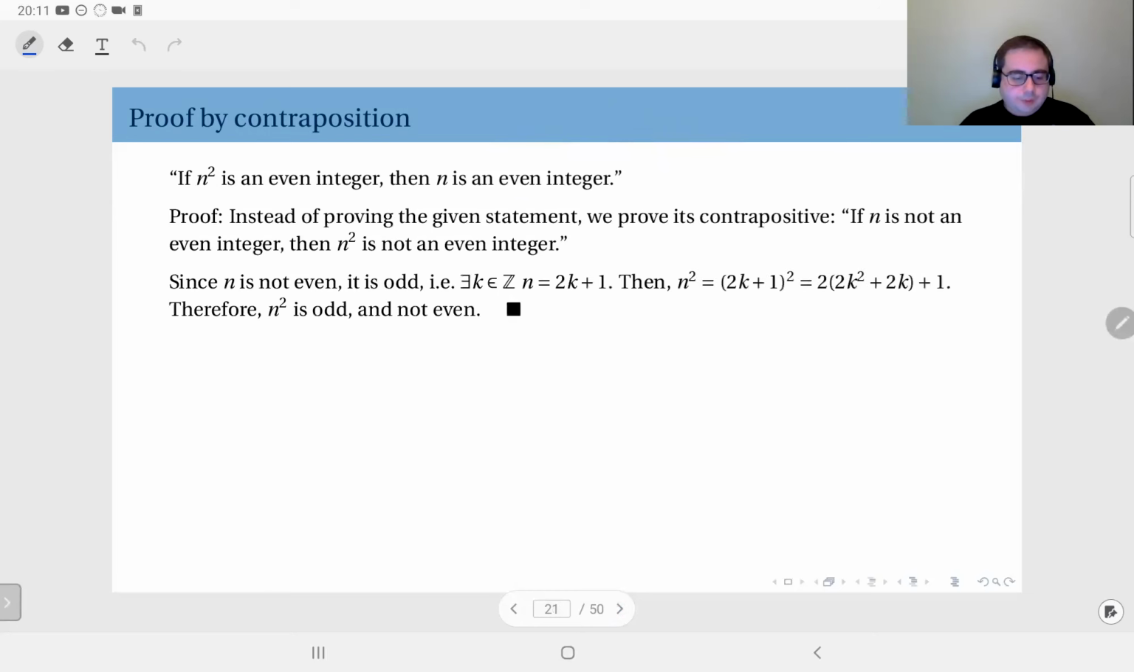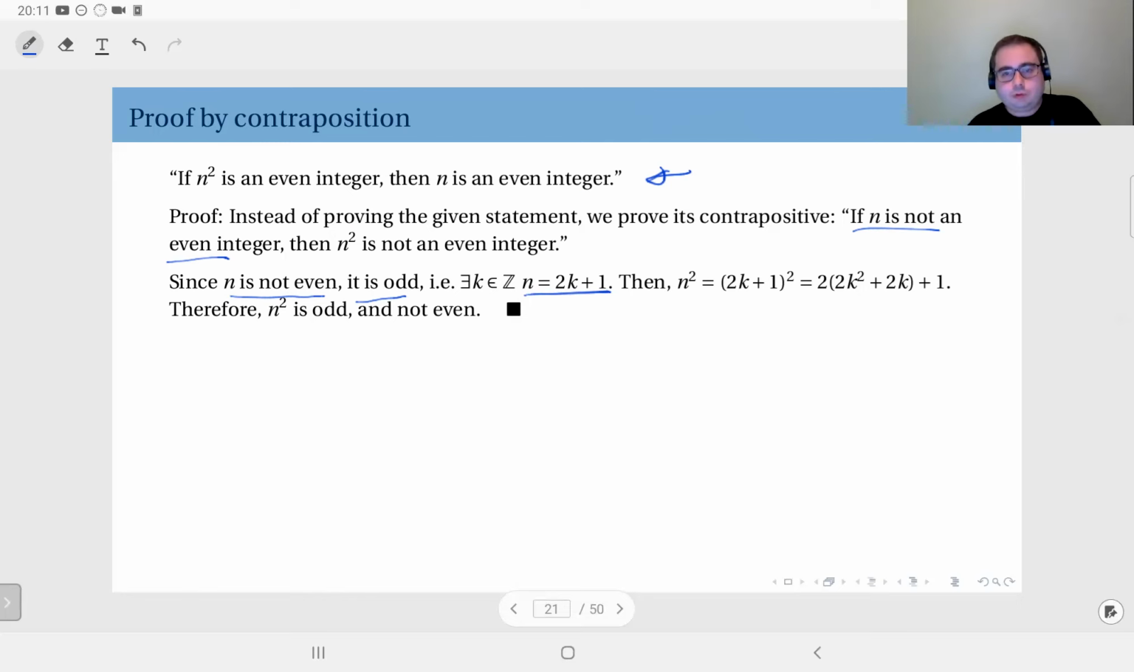Instead of proving this given statement, I'm going to prove its contrapositive. To take the contrapositive, you switch the order of the implication, and then you negate both sides. If n is not an even integer, then n squared is not an even integer. This is the contrapositive of the original statement. Now, how to prove this? Since n is not even, it is odd, obviously, which means it can be written as, for some k, 2k plus 1.